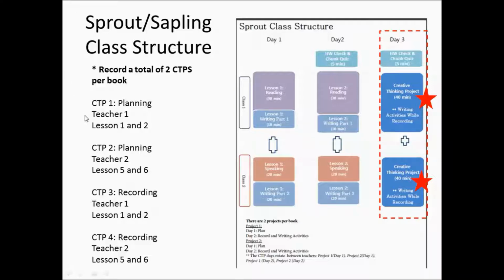So you'll see here, there are still 4 CTP classes during a book. During the first CTP class, teacher 1 will do the planning for lessons 1 and 2. Then, during the CTP 2 class, teacher 2 will do the planning for lessons 5 and 6. During CTP 3 class, teacher 1 will record lessons 1 and 2, what they've planned up here. And finally, on CTP 4 class, teacher 2 will record lessons 5 and 6 for what they've been planning during this class.